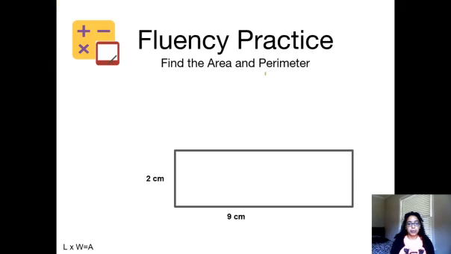Find the area and perimeter. We have 2 centimeters for our width, and for our length we have 9 centimeters. Our equation is length times width, so we're going to find the area. Let's plug in our numbers. Our length was 9. I'm not going to rewrite the equation because it's already down there; I'm just going to reference it. So 9 centimeters times 2 centimeters equals 18 centimeters squared. And we are done.